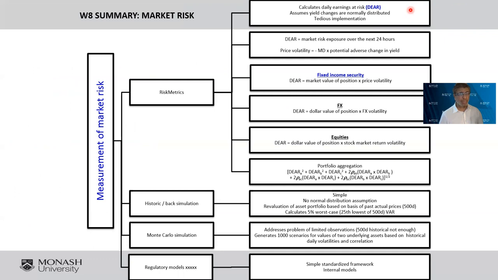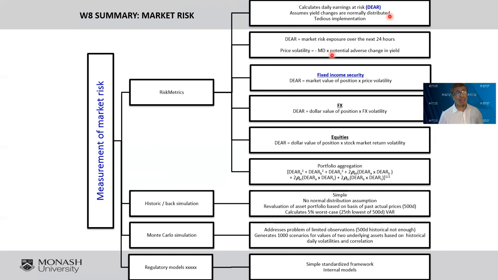So actually, we developed something called the DEER. And this DEER is the daily earning at risk. It assumes yield changes are normally distributed. It has some assumptions. And when we calculate the DEER, actually, we calculate the risk of 1 day for all of our assets.